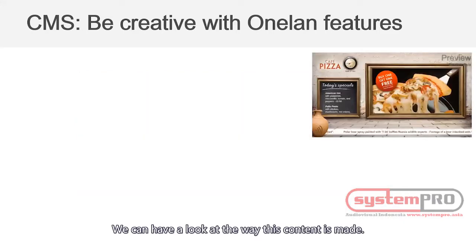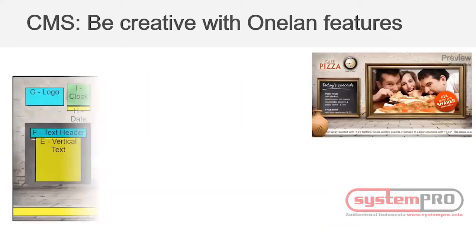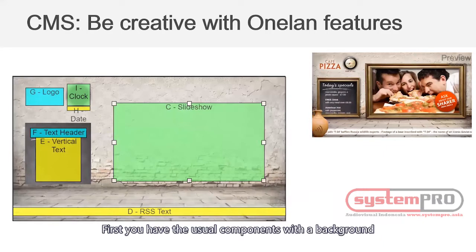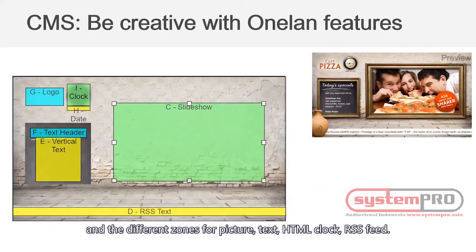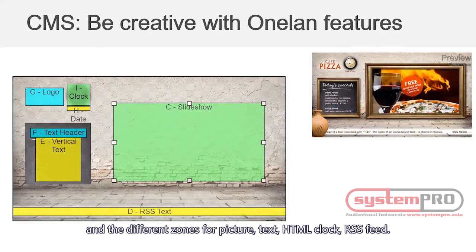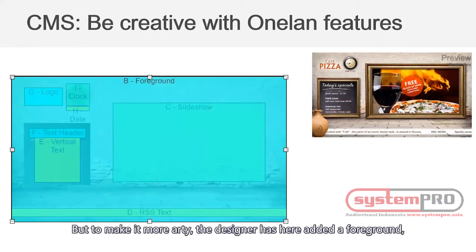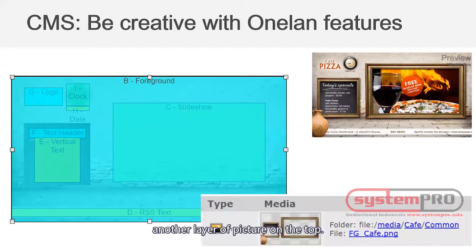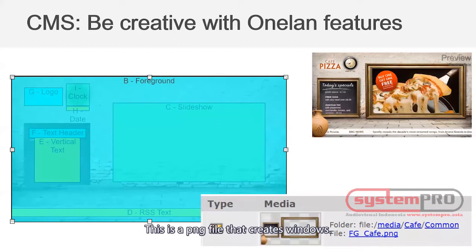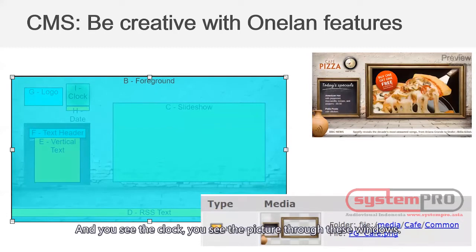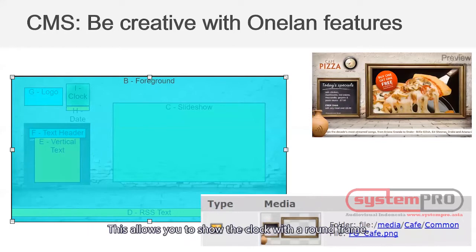We can have a look at the way this content is made. First, you have the usual components with a background and different zones for picture, text, HTML clock, RSS feed. But to make it more arty, the designer has here added a foreground, another layer of picture on the top. This is a PNG file that creates windows. And you see the clock, you see the picture through these windows. This allows you to have a clock with a round frame.